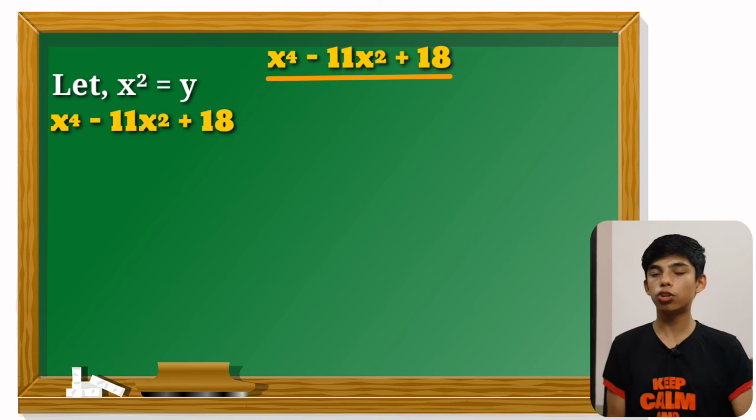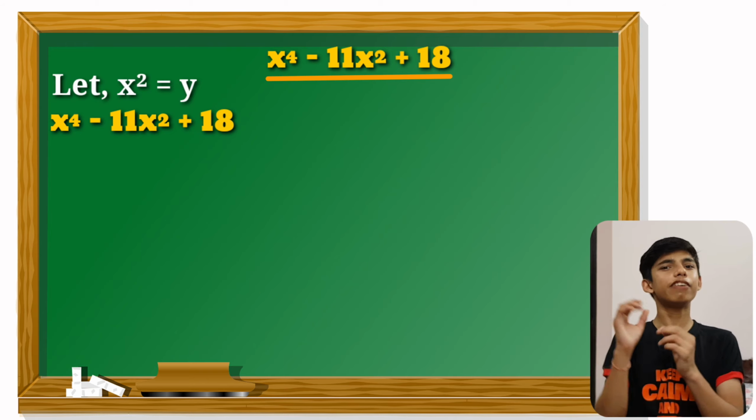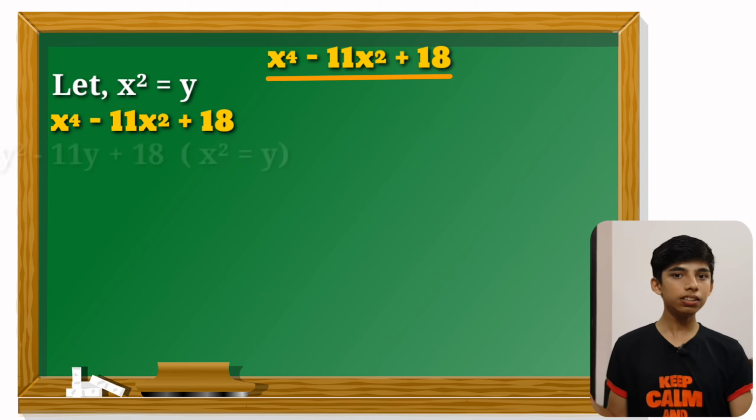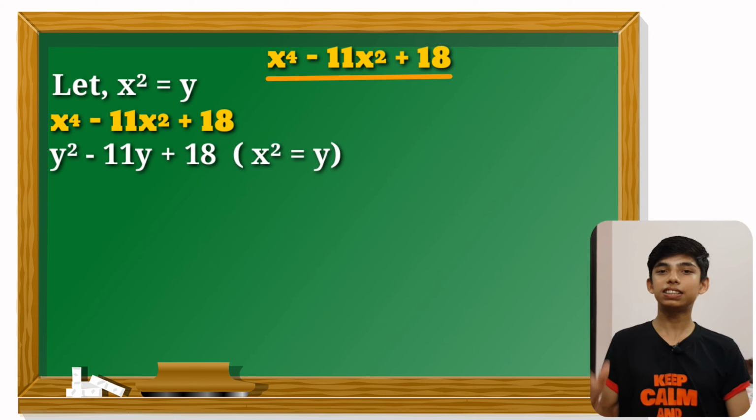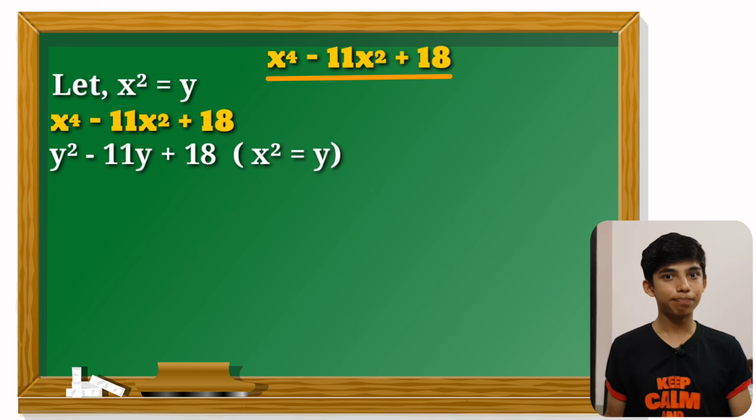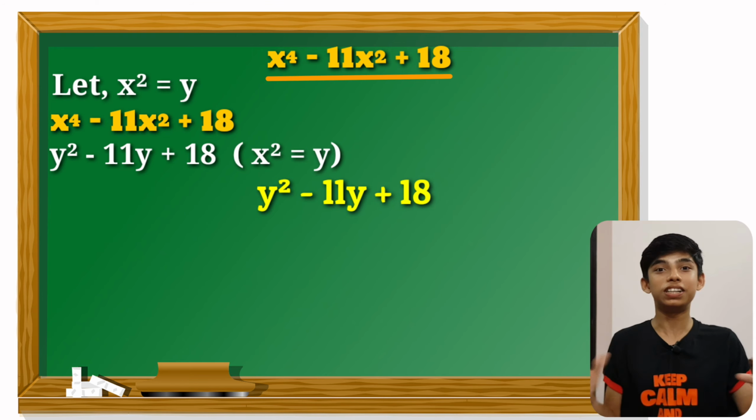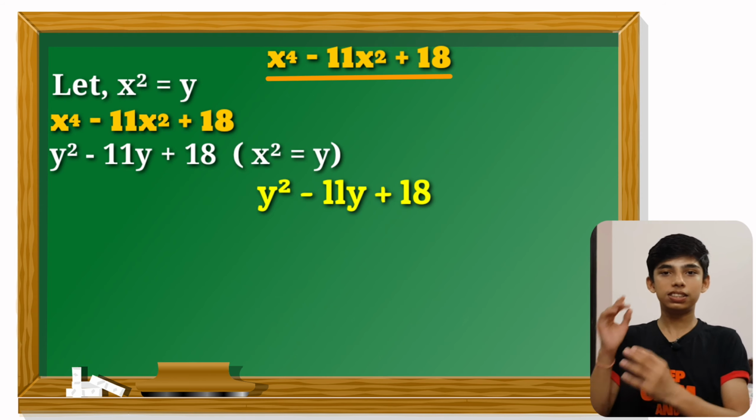Now in our polynomial, let's just replace x square with y. So we are going to get y square minus 11y plus 18, right? This was very clear. Now we are going to factorize it by splitting the middle term. All of you know this. So let's just split it.